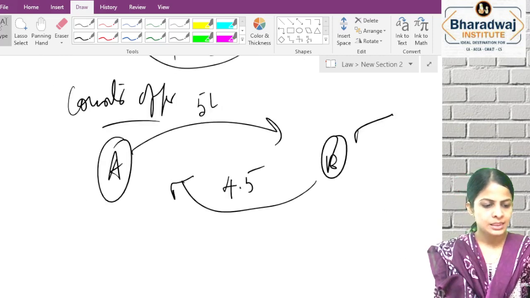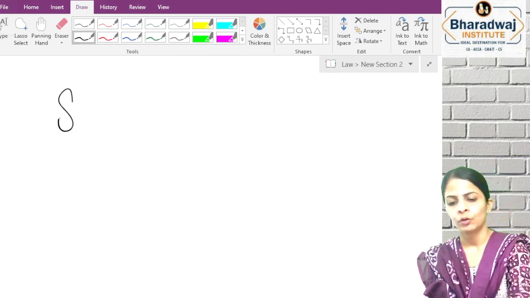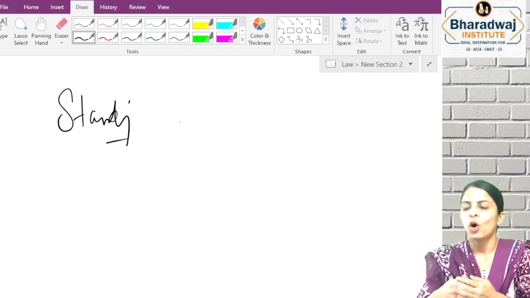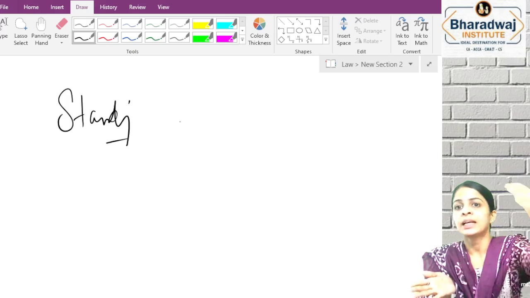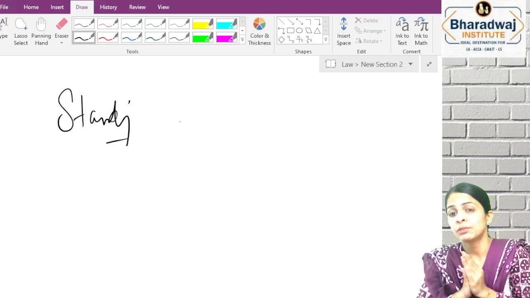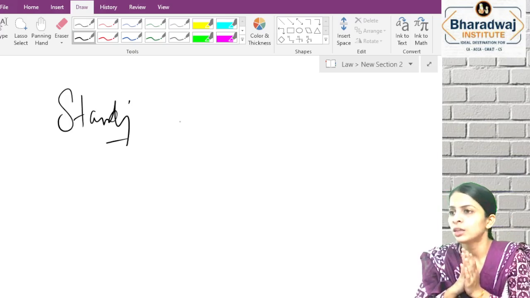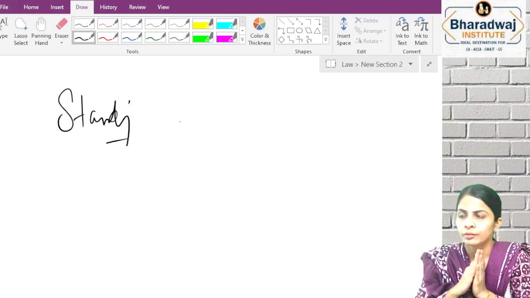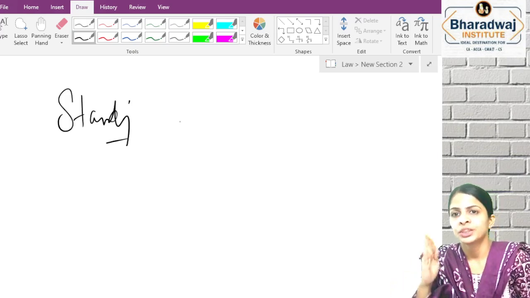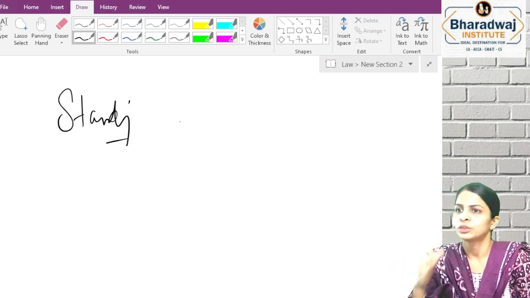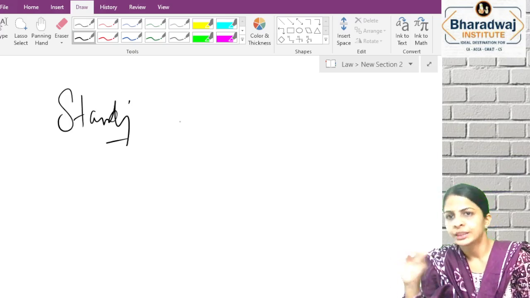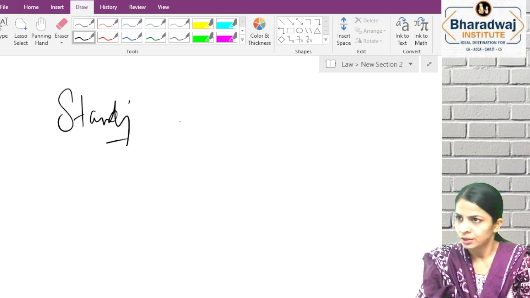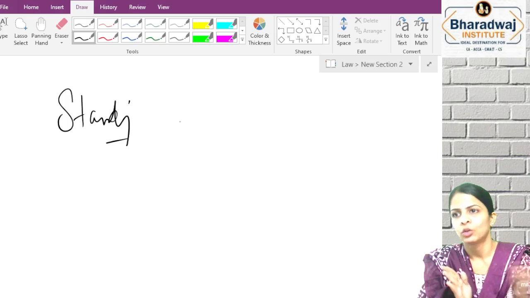Fifth one is standing or continuing offer. Now what is the standing or continuing offer? If offer is announced and a particular time period is given, supposing 10 days time is given for acceptance, that is called standing offer. Example, examination date opened. An offer is given to all the students that you will have to register. Time period is given 10 to 15 days. If you register, you have accepted. Clear? So this is an example of standing offer.